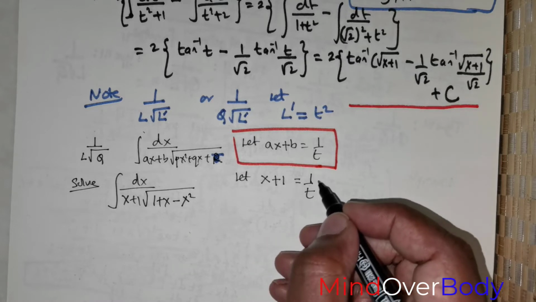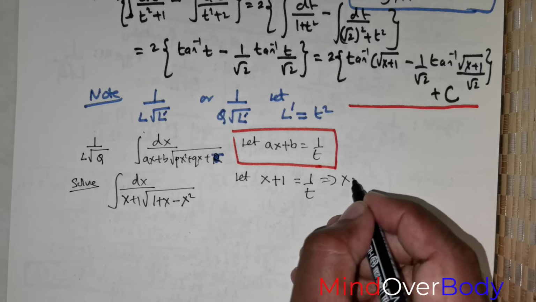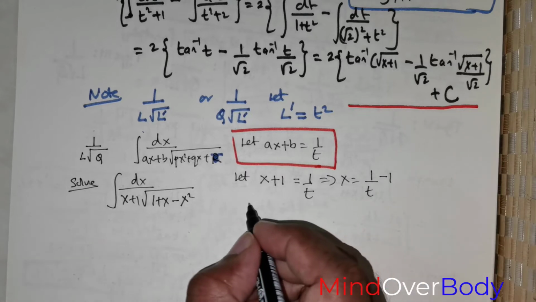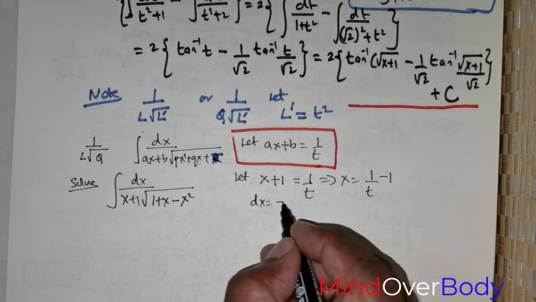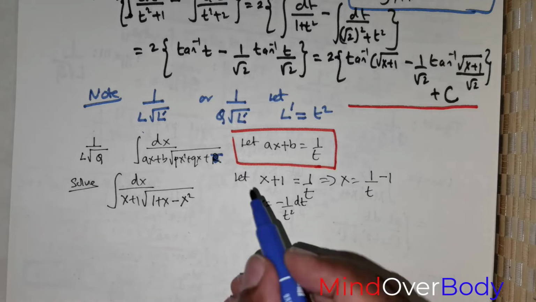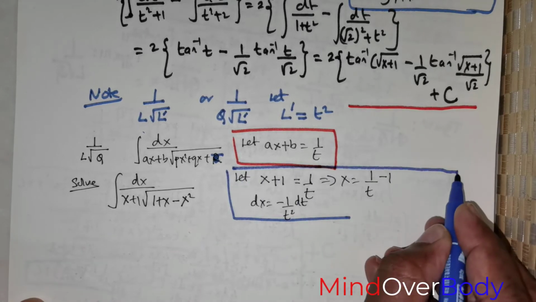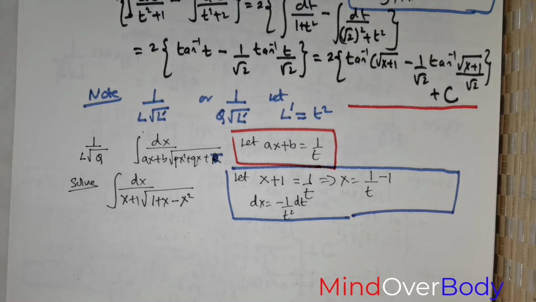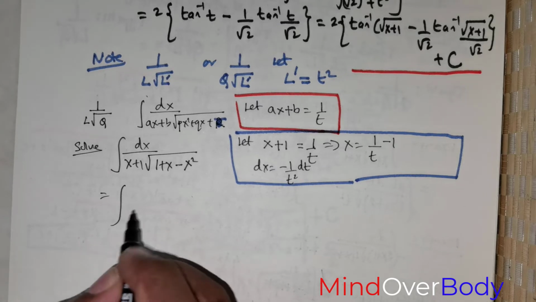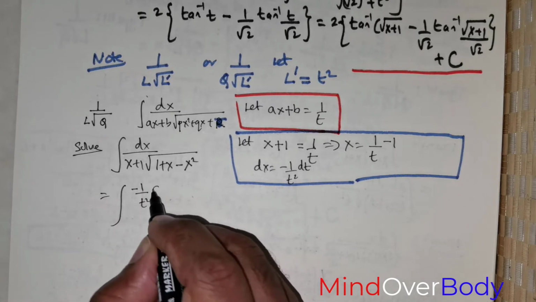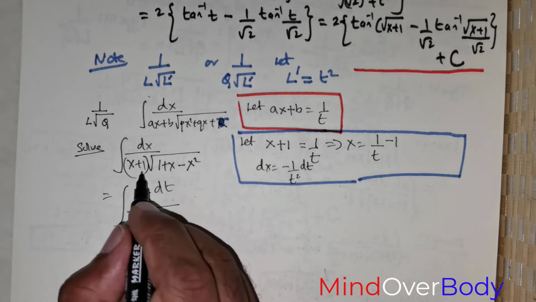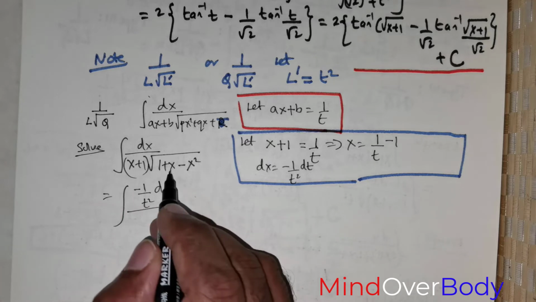So if x + 1 is equal to 1 over t, clearly x is equal to 1 over t − 1. And differentiating both sides, this is going to give me dx equal to −1 over t² times dt. So let me just box these quantities. So what happens to the original integral? This is equal to, in place of dx, −1 over t² times dt, divided by, in place of x + 1, so this is how the quantity is given, (x + 1) times root of (1 + x − x²).